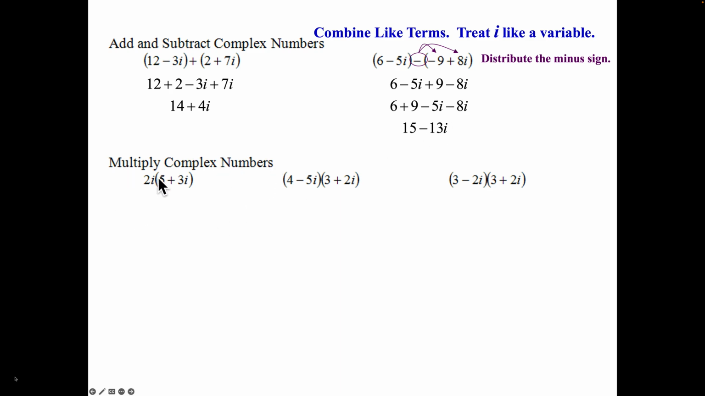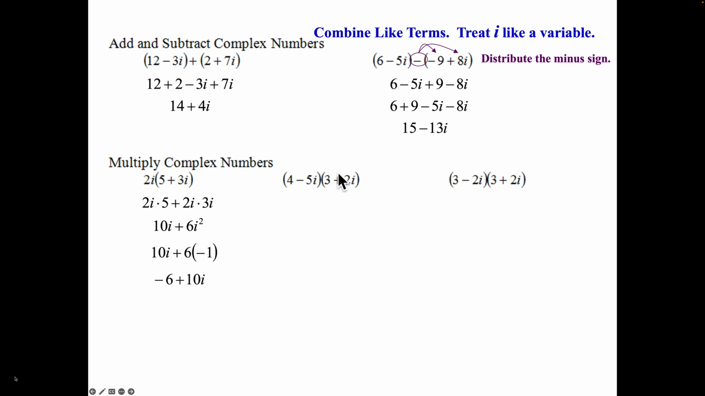Multiplying complex numbers. Well, you can see a potential distributive property here. 2i times the 5, 2i times 3i. So this becomes 10i, and 2i times 3i becomes 6i squared. Wait a minute, you can't have i raised to a power. So that becomes negative 1, which makes this now plus 6 times negative 1, a negative 6, which has to go in front because the real number is first and the imaginary number is second.